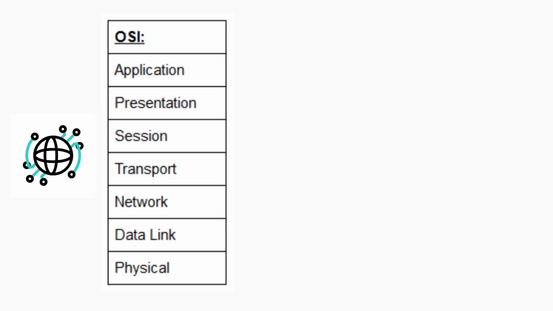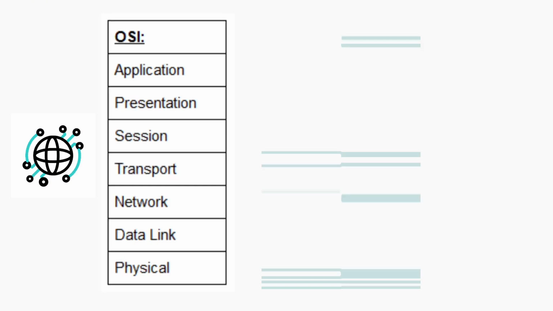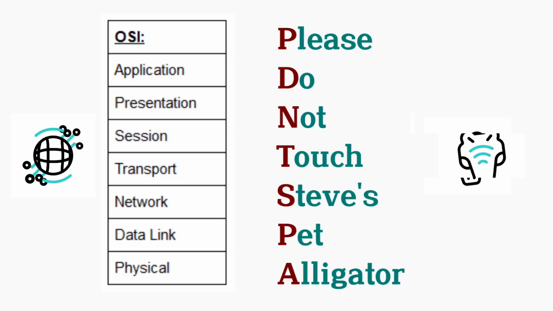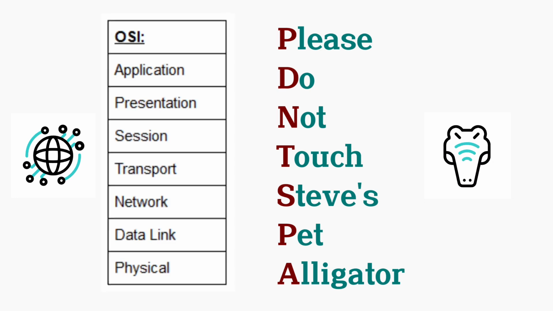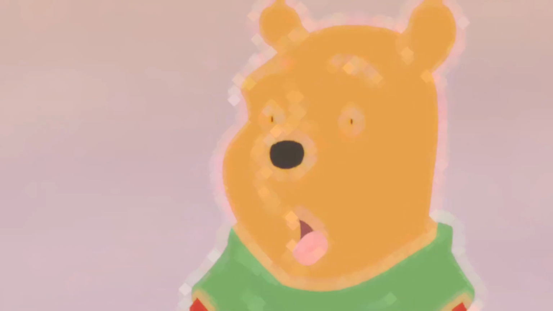There are many mnemonics revolving around the OSI model. I personally prefer this one: Please do not touch Steve's pet alligator. If you search, you'll find much more, but this is something which I prefer to remember the layers in order of the OSI model.